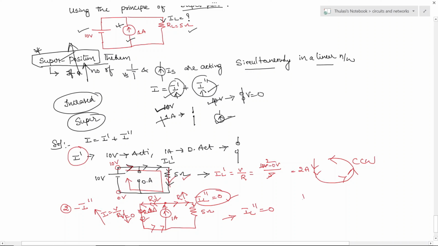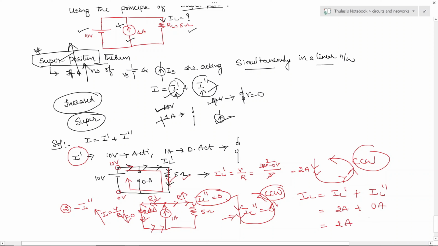As per the superposition theorem, the load current IL is equal to IL dash plus IL double dash, and this current is also flowing from top to bottom, which is the counterclockwise direction. Therefore we get the sum: 2 ampere plus 0 ampere. The total current in the load resistance is 2 amperes only. This is how the current flows across the load resistance of 5 ohm.